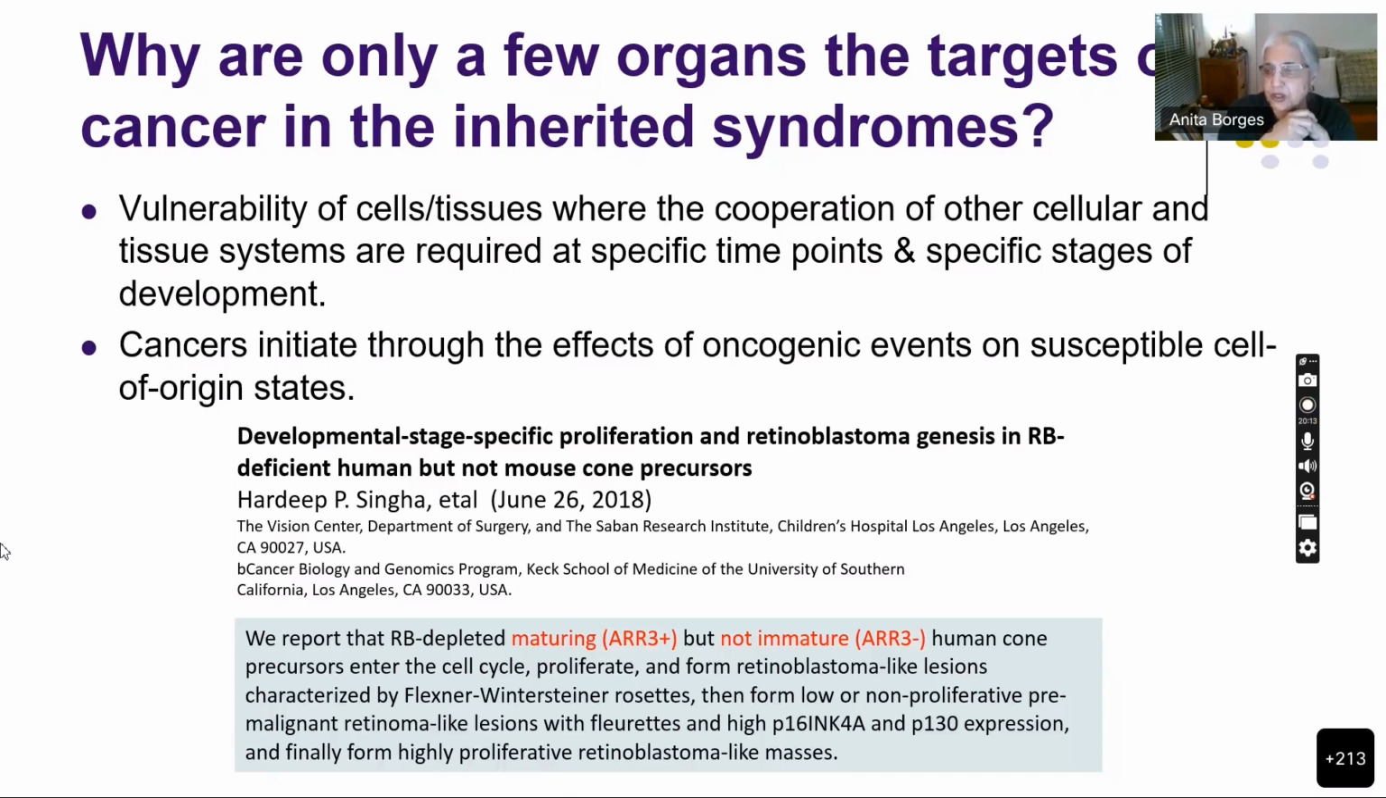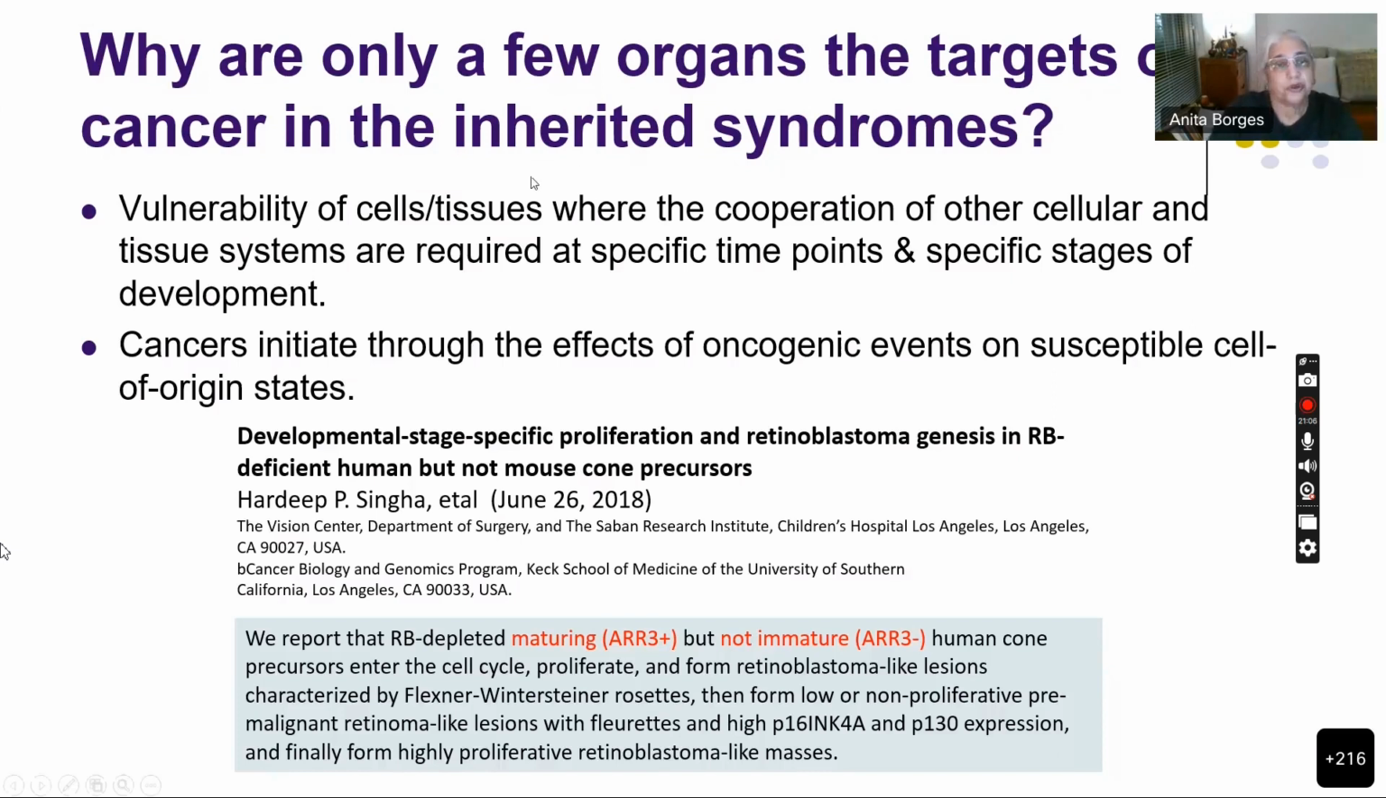Now, what happens is that you have these cone precursors, and as they enter into the cell cycle, they are proliferating. Now, in an RB depleted system, whether it's lost one or later on it loses two, in the Knudson type of hypothesis, you find that it's only these ARR3 precursors that form retinoblastoma-like lesions. They actually form little benign tumors first, which are called retinomas, and we sometimes see retinomas in the human system, and they are almost invariably in patients who have a germline mutation in their genes.